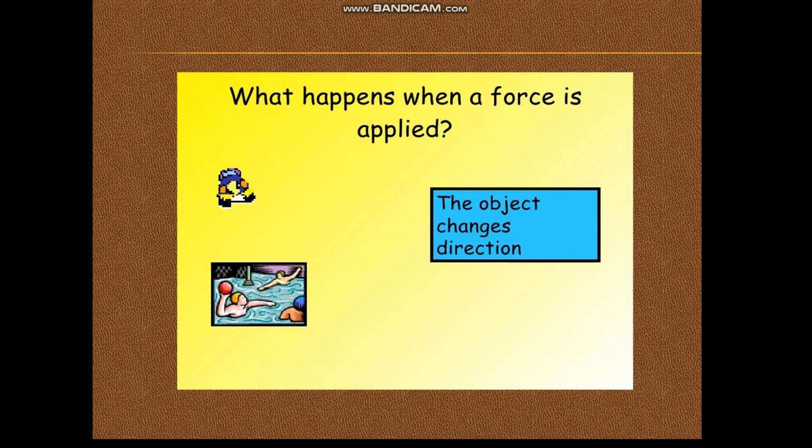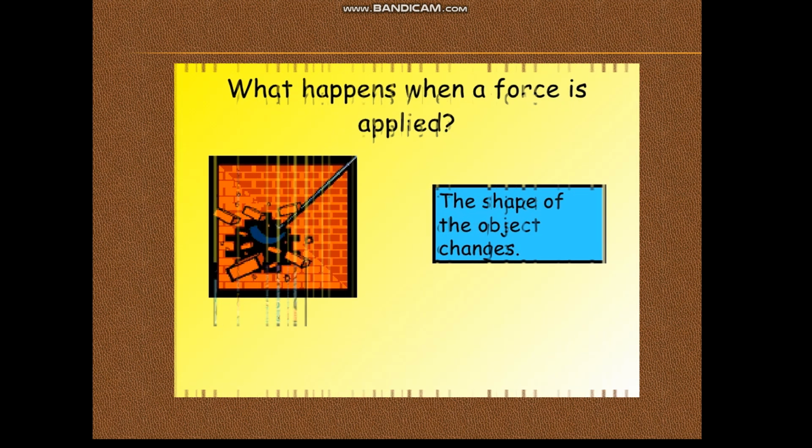A force can change the direction of a moving object. When a bowler throws a ball towards you, you hit it with your bat and that changes the direction of the ball. Force can change the shape of the object. You can change the shape of a toothpaste tube by applying force on it with your fingers.